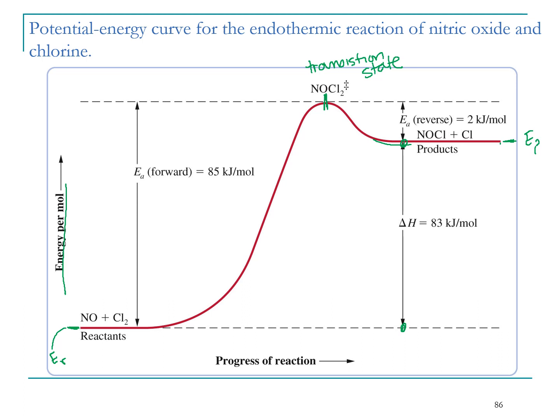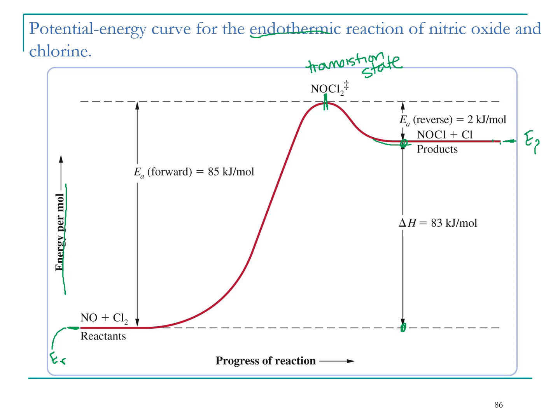In this case, remember I said it's an endothermic reaction, so that means heat is being put in. So that's why our products are higher energy than our reactants. So delta H is positive in this case because we had to put this much energy in for this reaction.